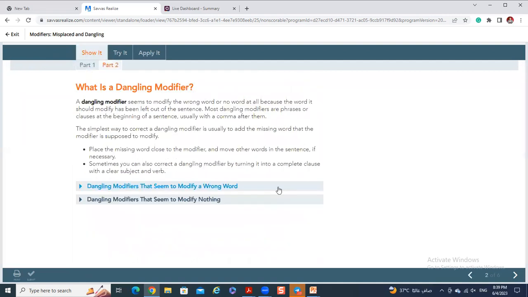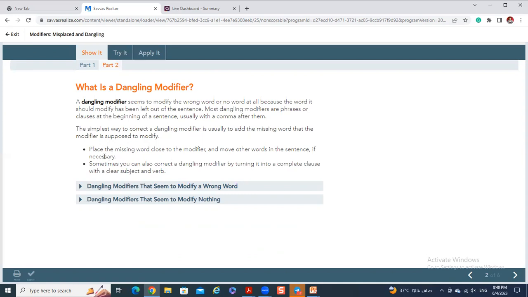Let's look at part two. This was misplaced. What about the dangling modifier? A dangling modifier seems to modify the wrong word or no word at all because the word it should modify has been left out of the sentence. Most dangling modifiers are phrases or clauses at the beginning of the sentence. As I told you, participial phrases come at the beginning of the sentence, ending with en, ing, or ed, usually with a comma after them. The simplest way to correct a dangling modifier is usually to add the missing word that the modifier is supposed to modify after the comma.